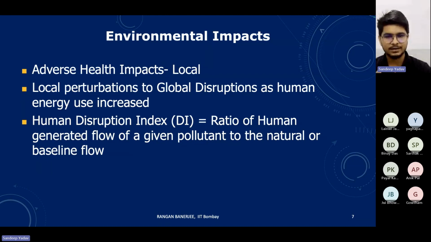But we are far away from that. We are generating more and more CO2 and other pollutants, and the environment is not able to cope with the pollutants that we are generating. So that is the human disruption index: the disruption that we are causing to the environment.